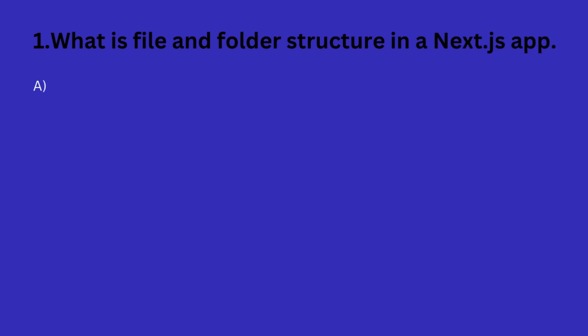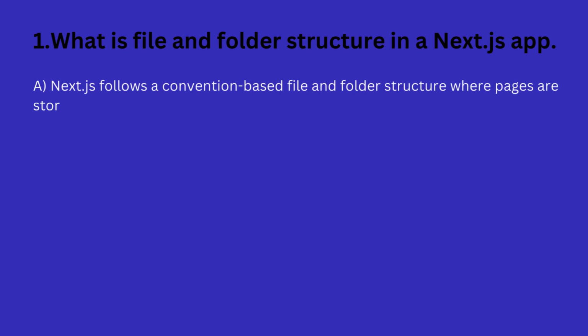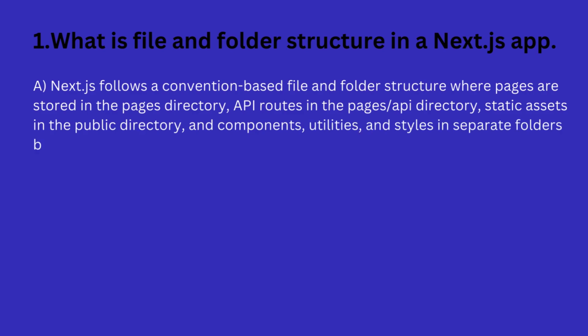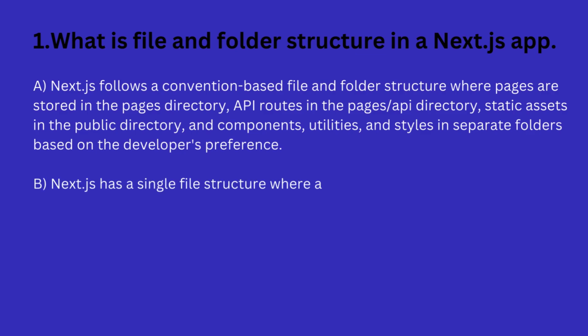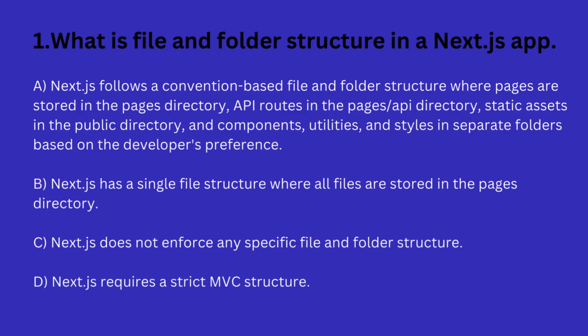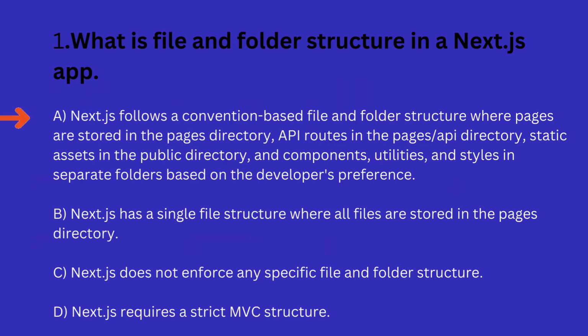1. What is file and folder structure in a Next.js app? A. Next.js follows a convention-based file and folder structure where pages are stored in the Pages directory, API routes in the Pages API directory, static assets in the public directory, and components, utilities, and styles in separate folders based on the developer's preference. B. Next.js has a single file structure where all files are stored in the Pages directory. C. Next.js does not enforce any specific file and folder structure. D. Next.js requires a strict MVC structure. Correct answer is option A.